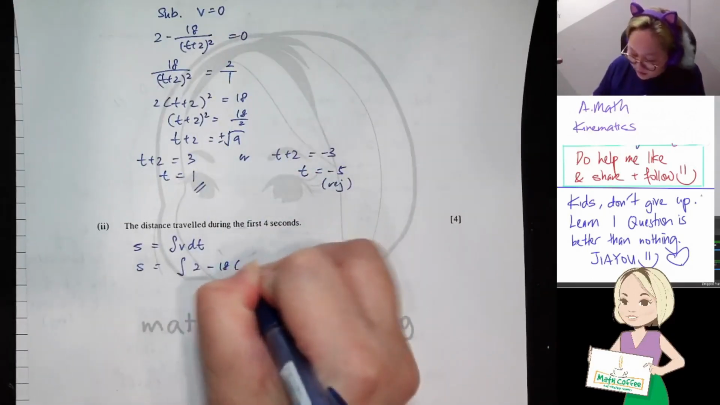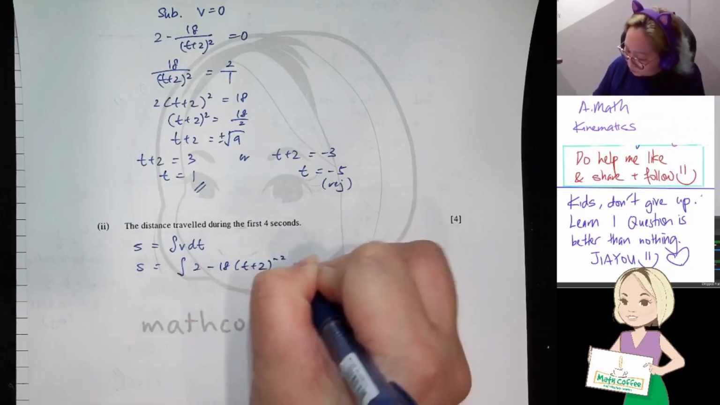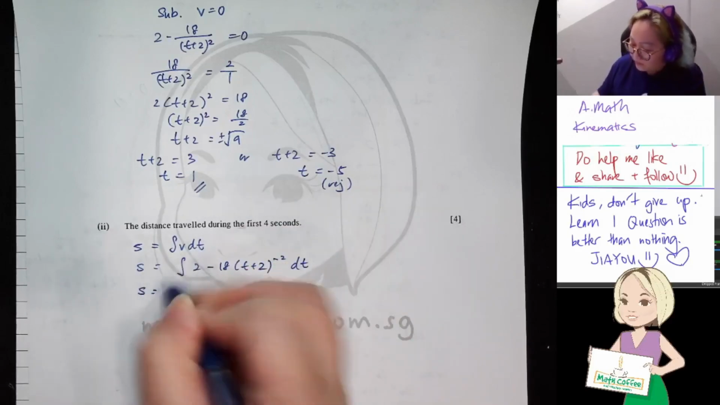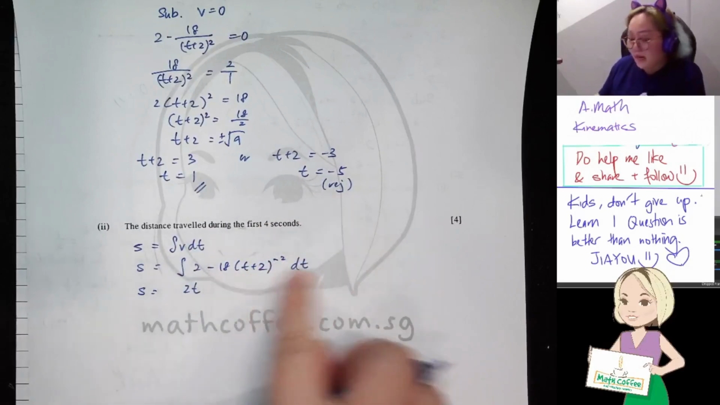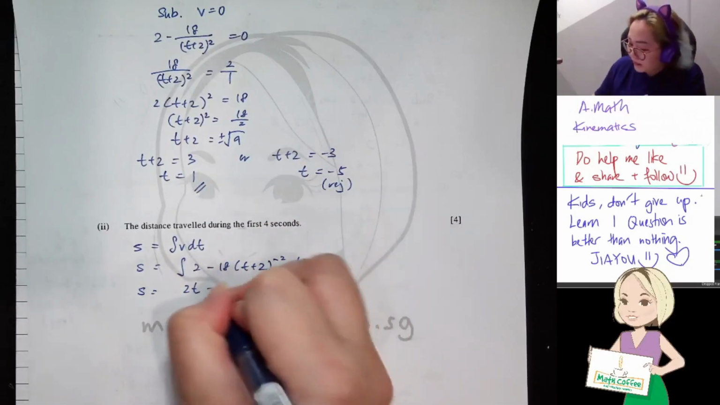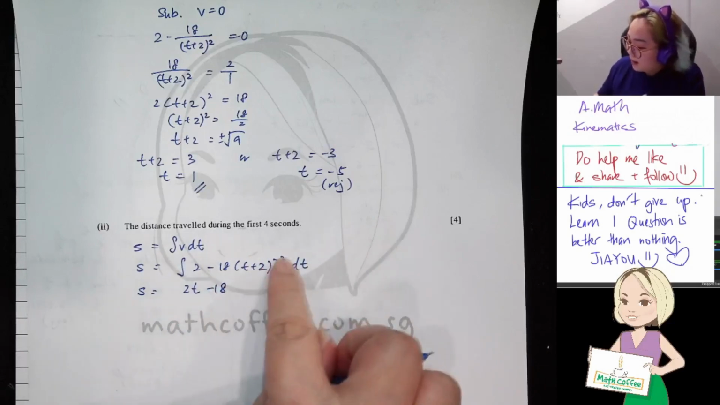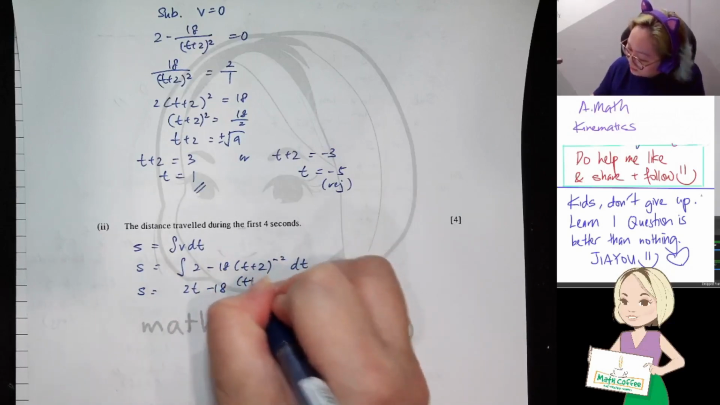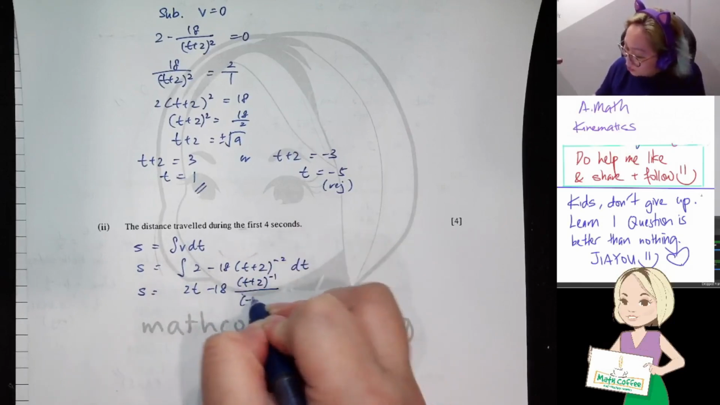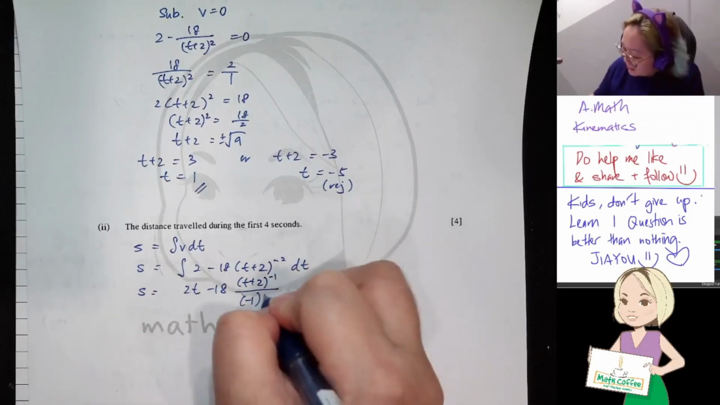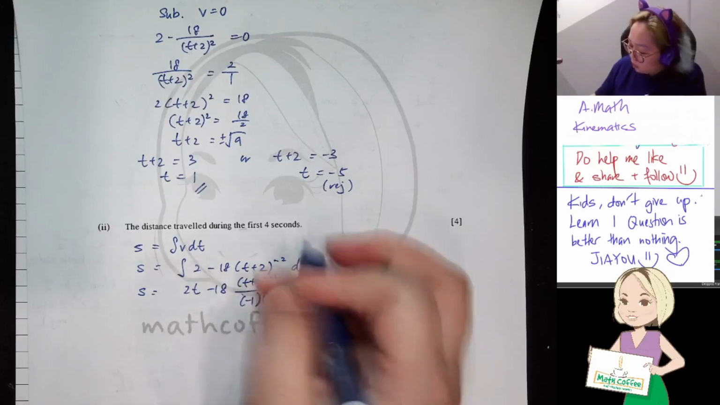So 18 (t plus 2) to the negative 2. Now we are ready to integrate. Integrating 2 is just 2t. See how I integrate this: minus 18, keep it there. Now power plus 1, so it is (t plus 2) to the negative 1, over the new power, and differentiate the inside, which is 1.